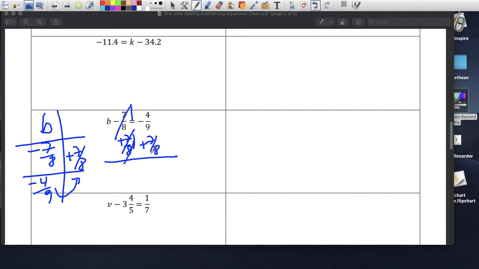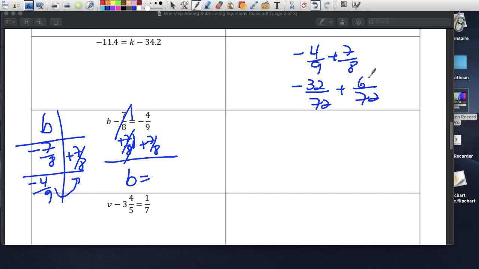These two are additive inverses, right? So it gives me b. And I have to actually do 4/9 plus 7/8. Well, something over 72. So it's going to be 72, 31 over 72.